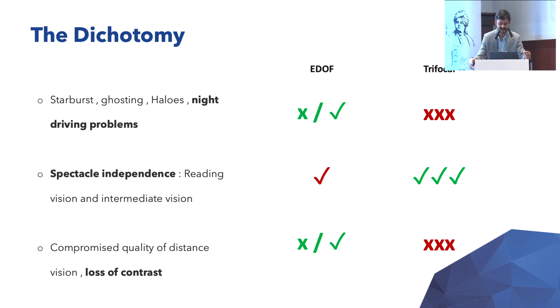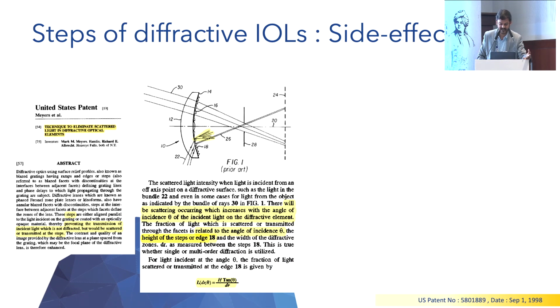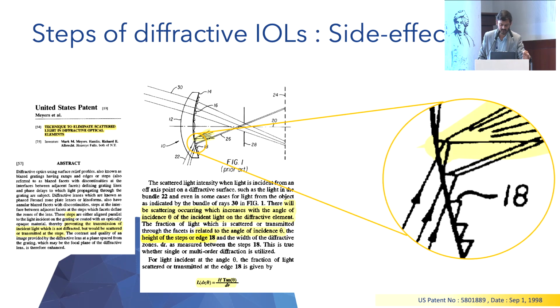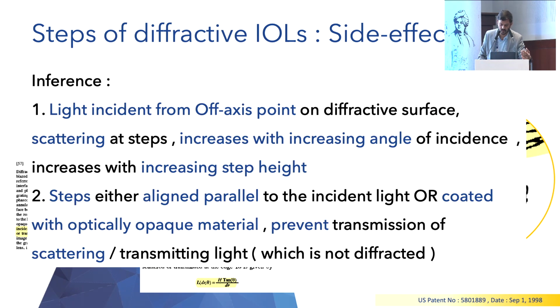The dichotomy is that while a trifocal lens will give an excellent range of vision, you will have problems in visual quality due to the loss of contrast and due to night driving halos, glare, starburst, ghosting of light, etc. Now the reason for this problem lies in the diffractive steps. So this is a patent application filed in 1998, which shows that light which is incident at these steps causes a lot of scatter and disturbance, which is the cause of all of our problems with trifocals.